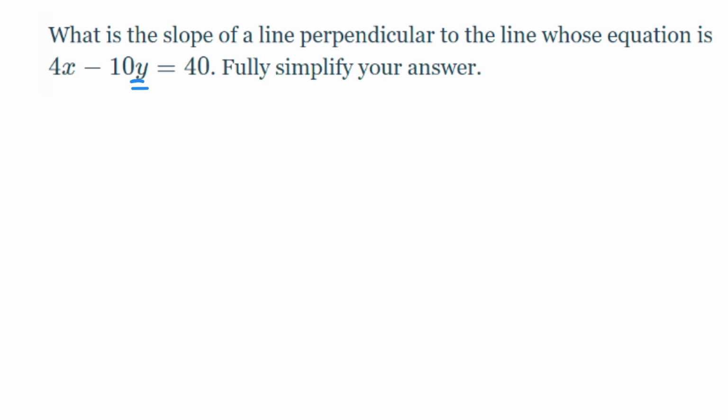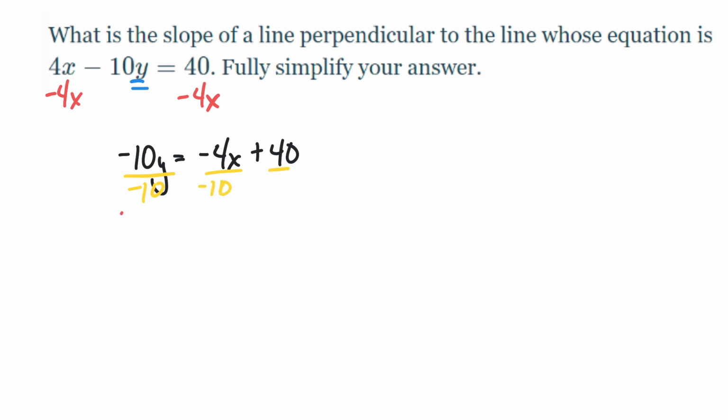In this case, I have to subtract my 4x from both sides. Be very careful on this as well that you pay attention to the signs, because the negative sign belongs to the 10y, not the 4x. So we subtract the 4x. Negative 10y equals negative 4x plus 40. We now need to divide both sides by negative 10. And we divide everything by negative 10.